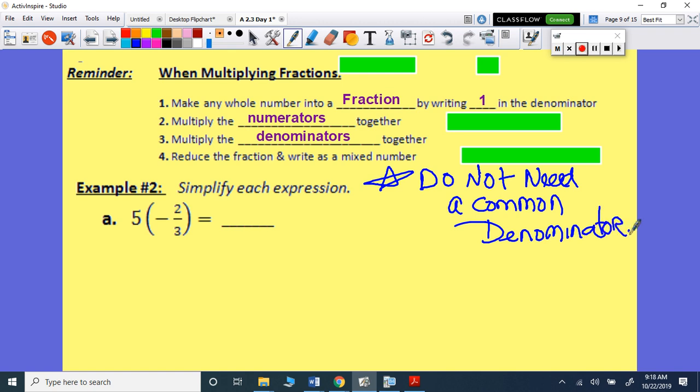Okay, but before that, Nathan, since I have a positive and a negative, what's my answer going to be? Negative. I'm going to put the 5 over the 1. My directions, no common denominator. Do the tops. What's 5 times 2, guys? 10. What's 3 times 1? 3.